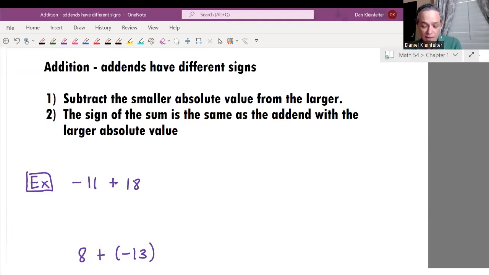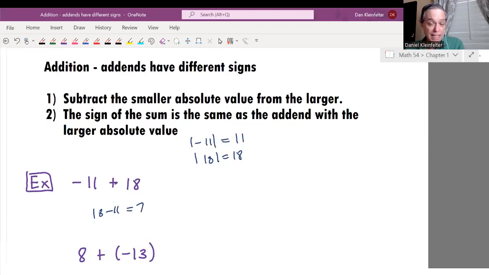For negative 11 plus 18, the absolute value of negative 11 is 11. The absolute value of 18 is going to be 18. Okay, and then 18 minus 11 is 7.